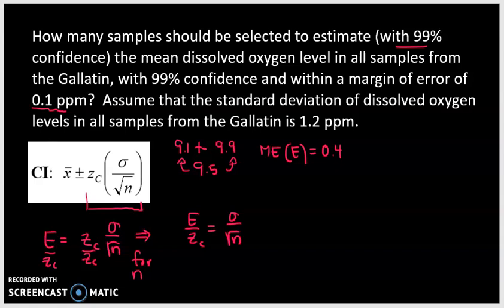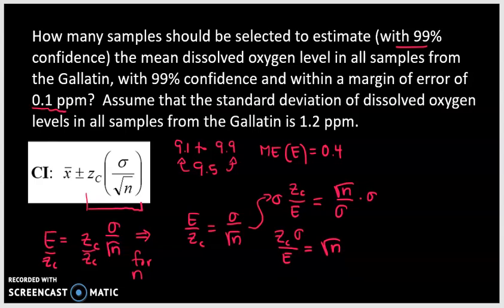Now I'm going to do a little algebra trick. If you have fractions on each side, you can actually invert them. So that implies that the Z critical value over E, flip the left side, equals the square root of n over sigma, flip the right side. Now remember, I'm trying to find n, so what I'd like to do is isolate that. I'm going to multiply both sides of this equation by sigma. So you get that the Z critical value times sigma over E, the margin of error, equals the square root of n. And the margin of error would have to be given to you in this problem.